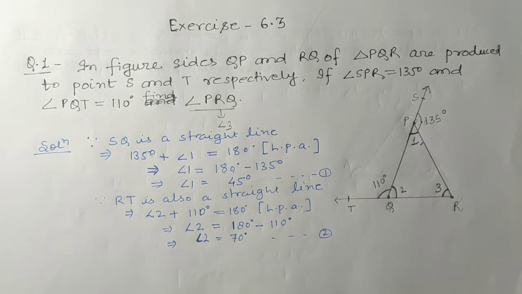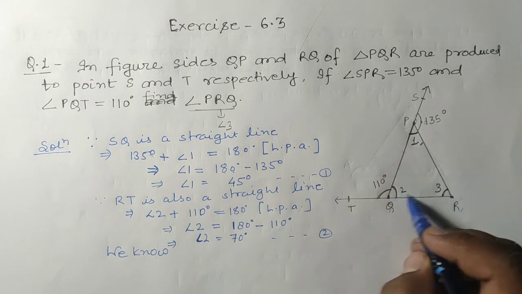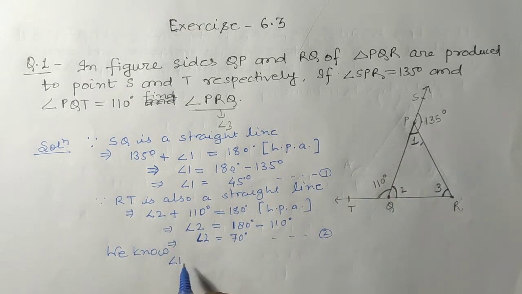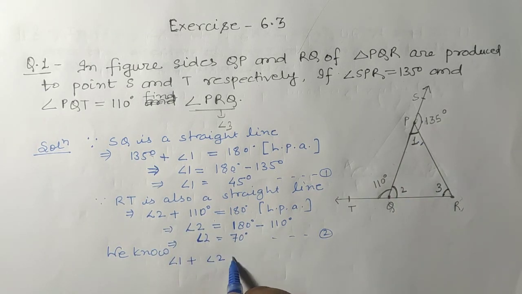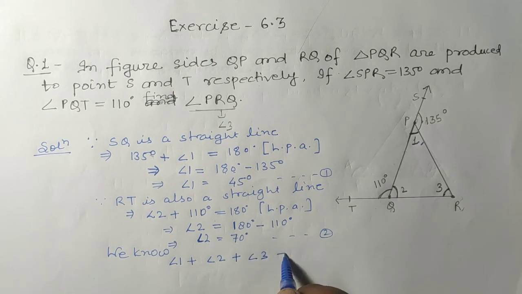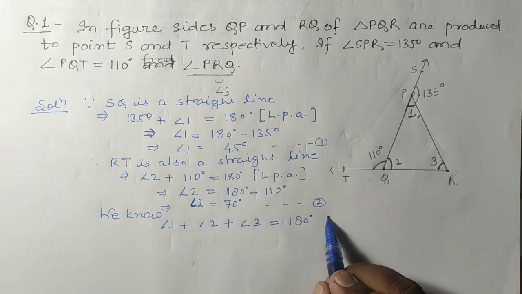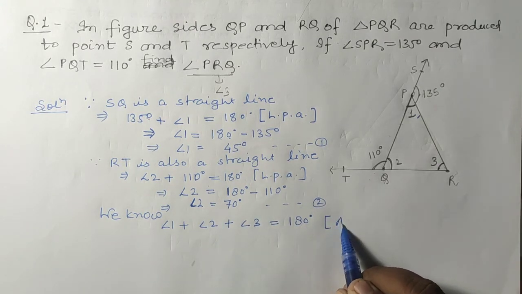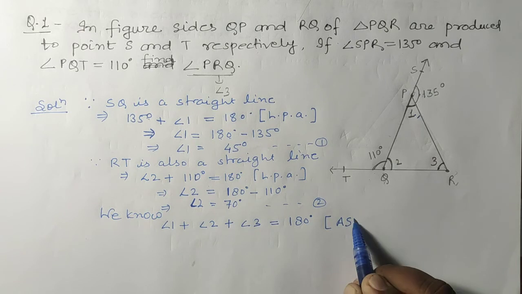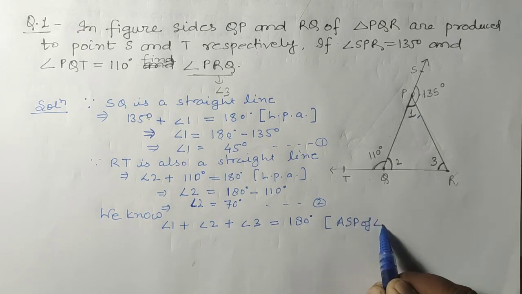Now students, we know that the sum of all angles of a triangle, means angle 1 plus angle 2 plus angle 3, the sum of all these angles should be equal to 180 degrees. What is the reason behind it? What reason will you write here? You will write here: angle sum property of a triangle.